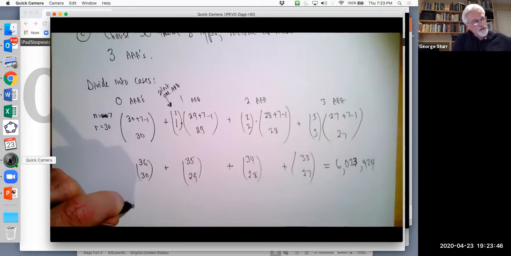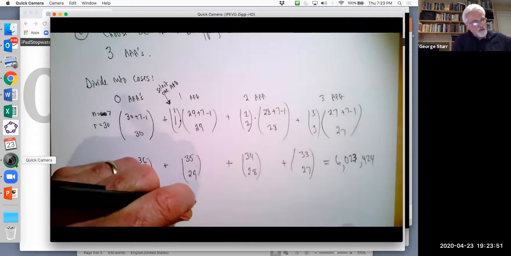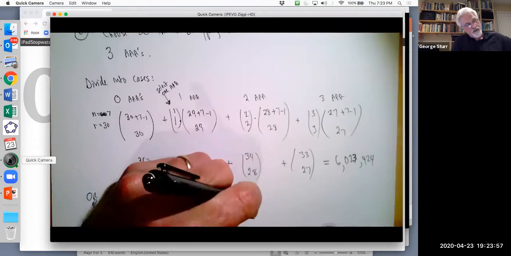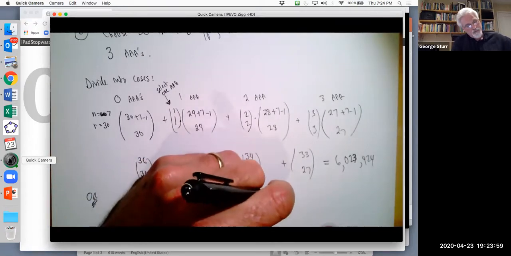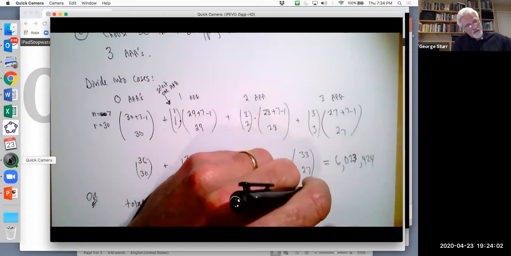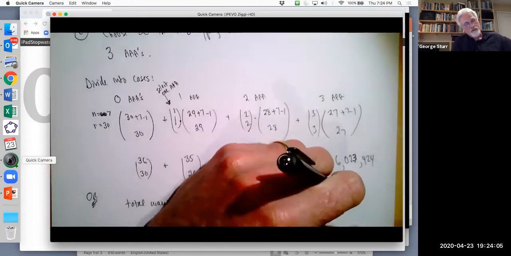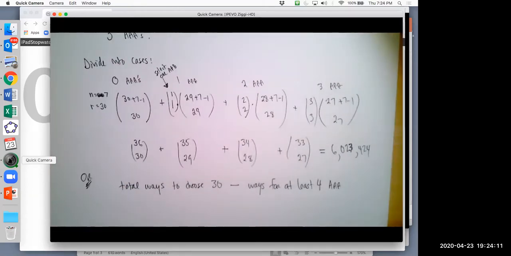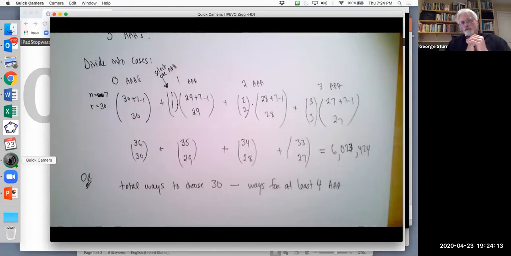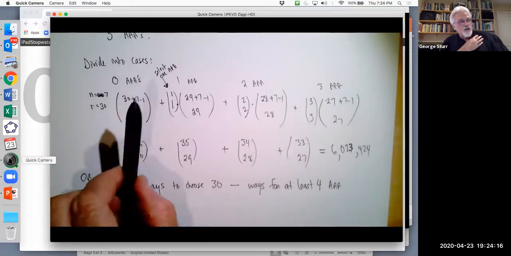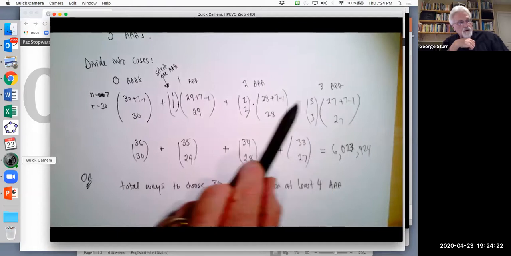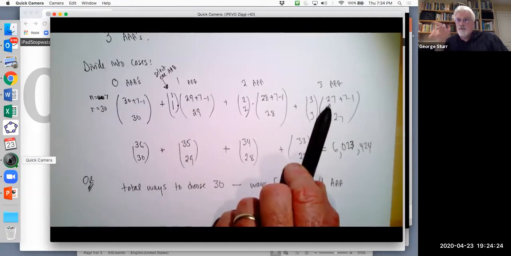You find the total ways to choose 30 and you subtract the ways for at least 4 AAA. Think about that. What I have here are the ways you can get 0, 1, 2, and 3 only. If you didn't have any one of these, you'd be in the category of having at least 4.